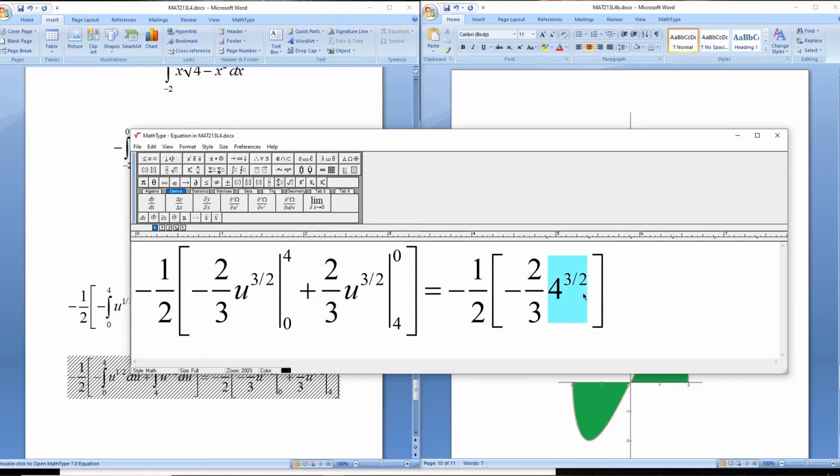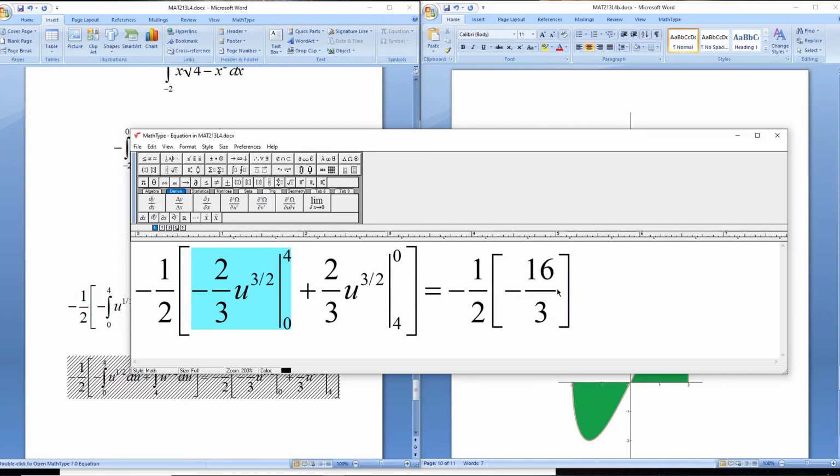And just really quick here, 4 to the 3 halves. Remember, the 1/2 means square root. So the square root of 4 is 2. And then 2 cubed is 8. And then 8 times 2/3 will get us 16/3. So that's the number for our first fundamental theorem.